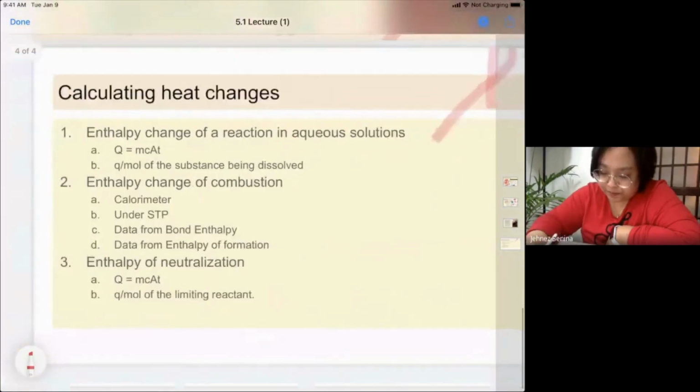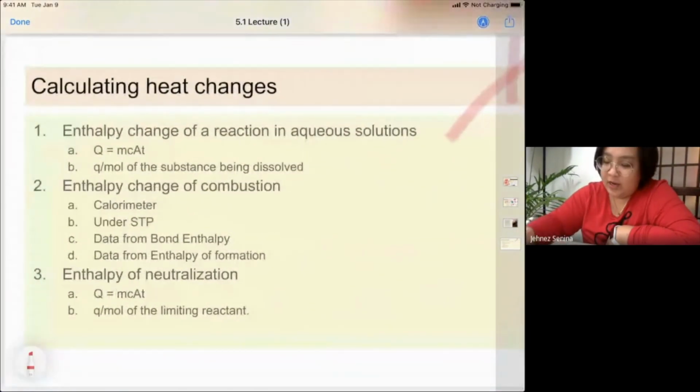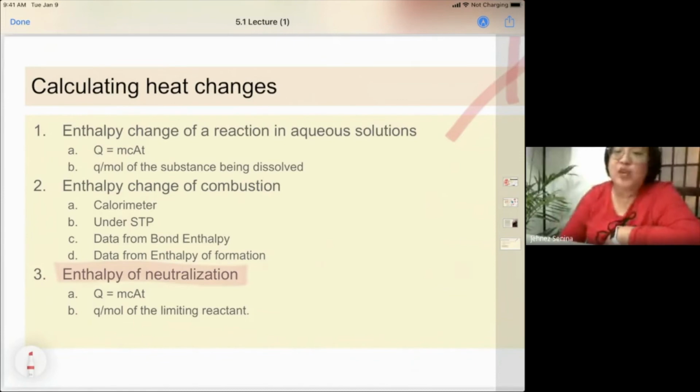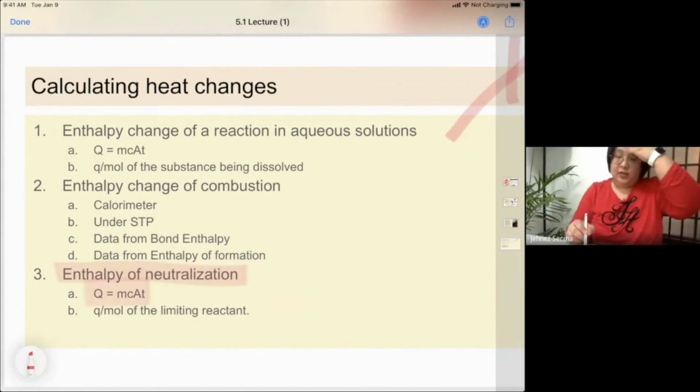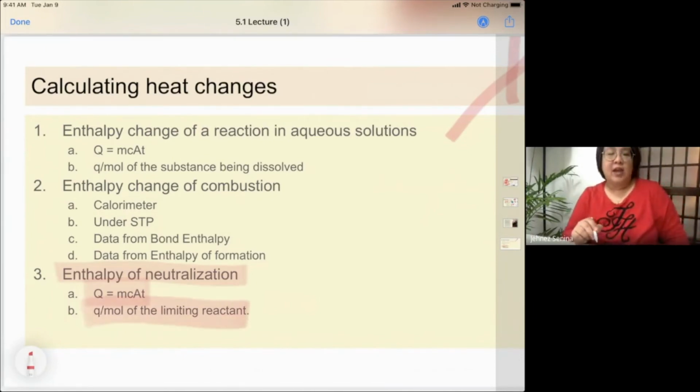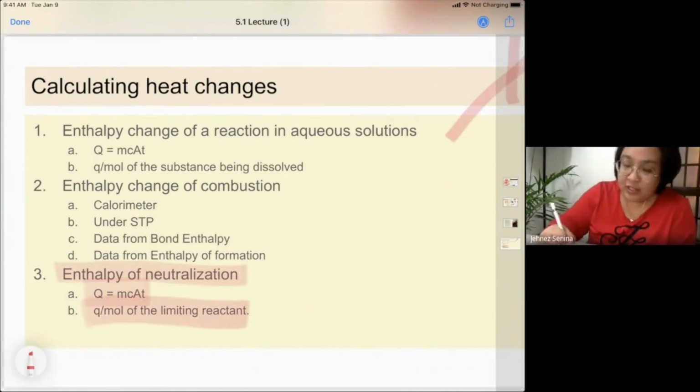Okay, so again, we can only indirectly measure enthalpy changes, and there are so many kinds of chemical reactions. So I'm just listing here again things that you already know. I don't know the enthalpy of an acid or the base, but I can react them and measure the enthalpy of neutralization. When I mix them, I monitor the heat change of the solution, and then I just divide that by the moles of my limiting reactant, and now I have the enthalpy of this chemical reaction.